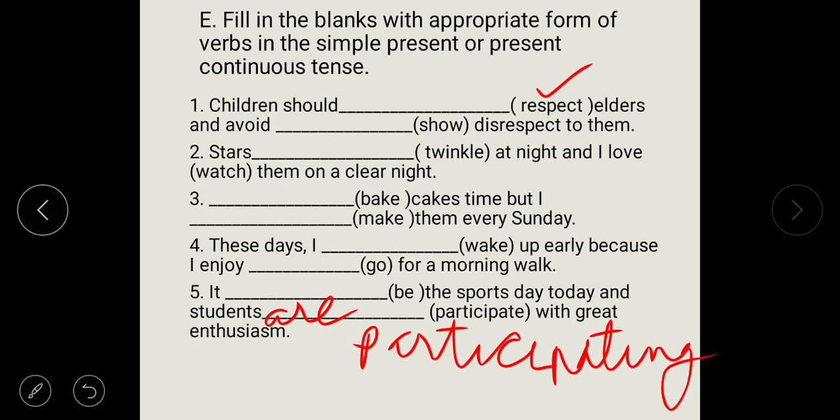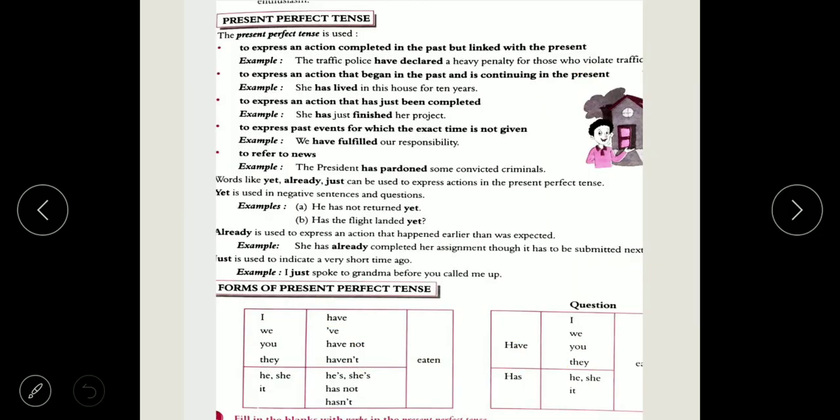Okay, next one, present perfect tense. Present perfect tense is used to express an action completed in the past but linked with the present, like: the traffic police have declared a heavy penalty for those who violate traffic rules. This action is completed but linked with the present.